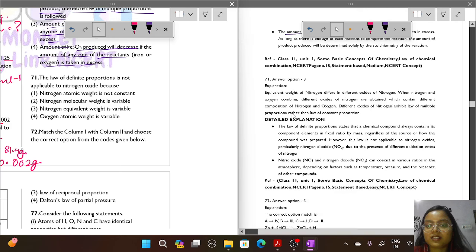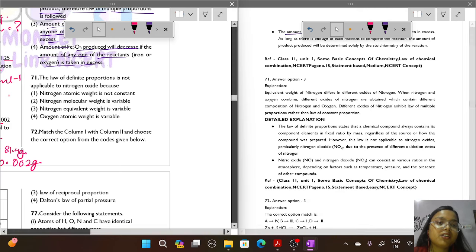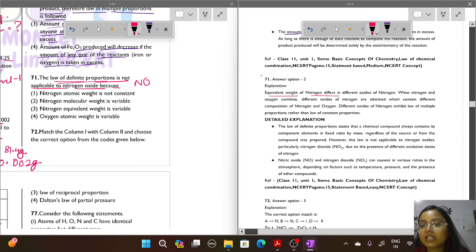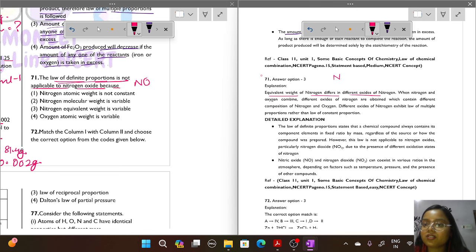Next is question number 71. The law of definite proportion is not applicable to nitrogen oxide. Nitrogen oxide is NO. Why is it so? Because the equivalent weight of nitrogen differs in different oxides of nitrogen. Nitrogen has different types of oxides. It is NO, it is NO2, it is NO3, it is N2O5 and whatnot. It has many oxides.